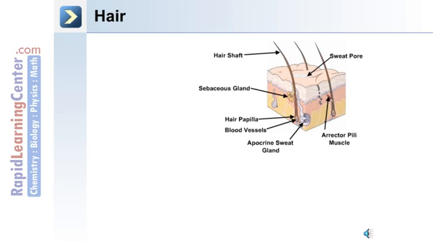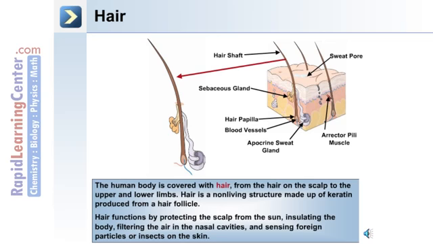The first derivative or accessory structure we'll discuss is the hair. The hair is made up of a hair follicle, a hair papilla at the base, and a hair shaft. The human body is covered with hair, from the hair on the scalp to the upper and lower limbs. Hair is a non-living structure made up of keratin produced from a hair follicle. The functions of hair include protecting the scalp from the sun, insulating the body, filtering the air entering the nasal cavities, and sensing foreign particles or insects on the surface of the skin.